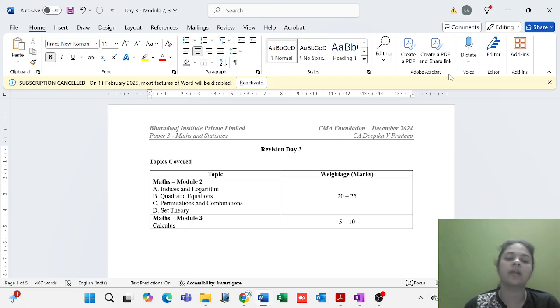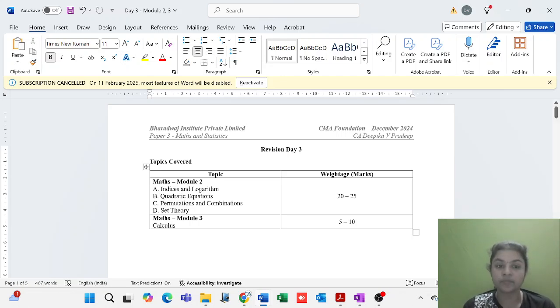set theory, of which all put together takes about 20 to 25 marks, which is almost 50% of your max questioning portion. See, max total is 40 marks. It is about 50% in the 4 chapters.